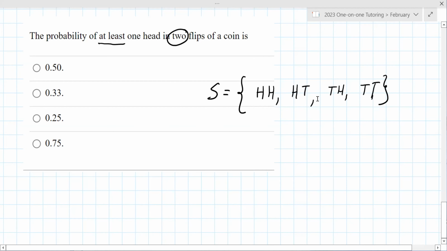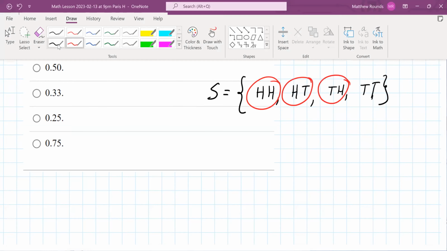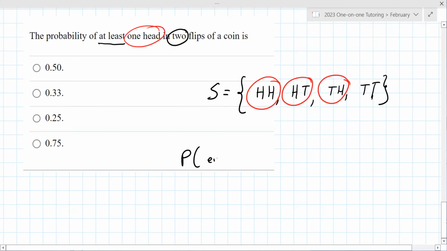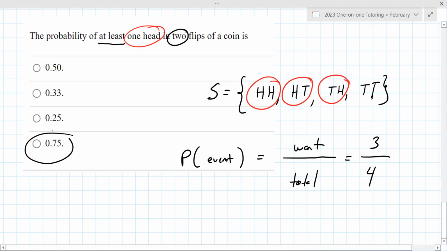Now we want at least one head. So we look at this list and say, all right, that's got one head. It's got 2 actually. That's got 1, and that's got 1. So the probability is of whatever the event is, in this case at least one head, it's what we want over the total. And there's 4 total. There's 4 possible, but how many of them are good? 3. There's your answer.